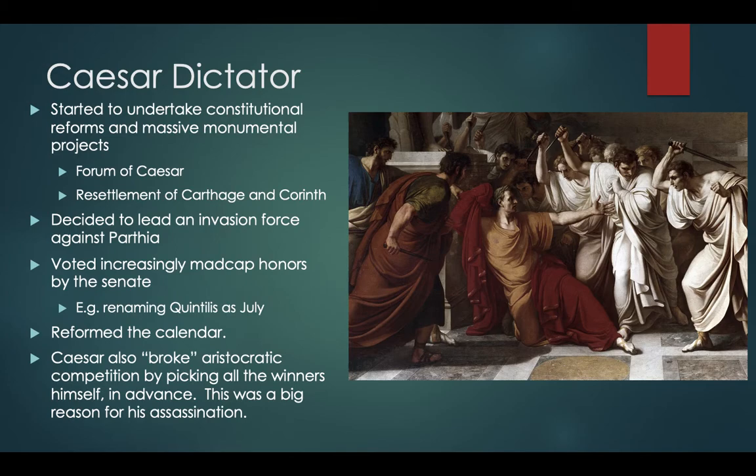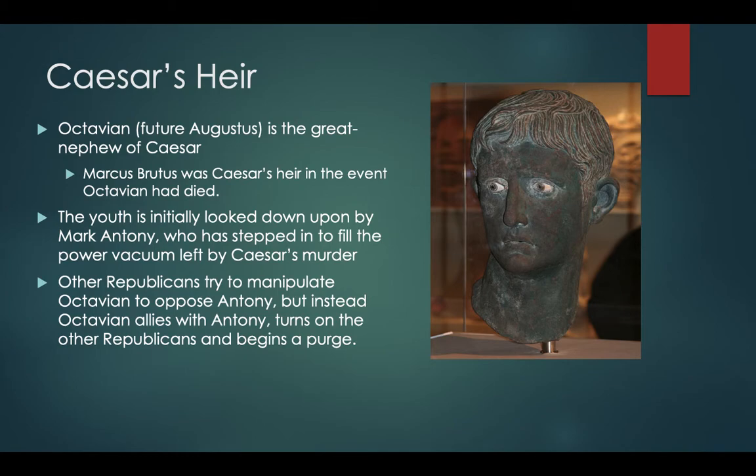His heir, his great-nephew, is this guy named Octavian. Funnily enough, Marcus Brutus was the heir if Octavian had died, which was a possibility. He was a very sickly boy. He's looked down upon initially by Mark Antony, who points out accurately that Octavian, as adopted by Caesar, just owes everything to his name, because when he's adopted, he becomes Gaius Julius Caesar Octavianus. We call him Octavian to make it simpler to distinguish him from his uncle.